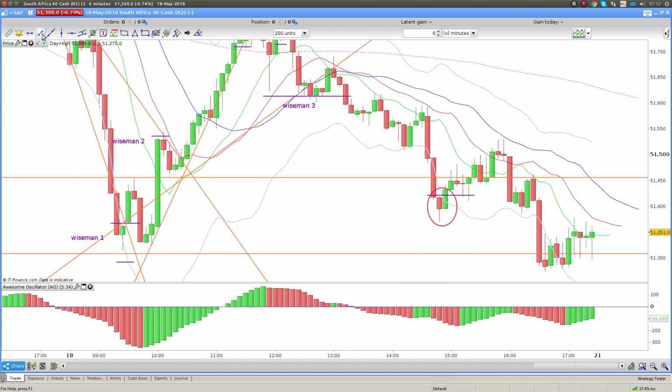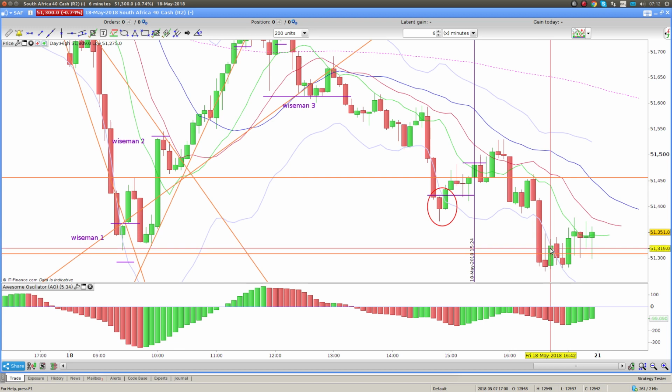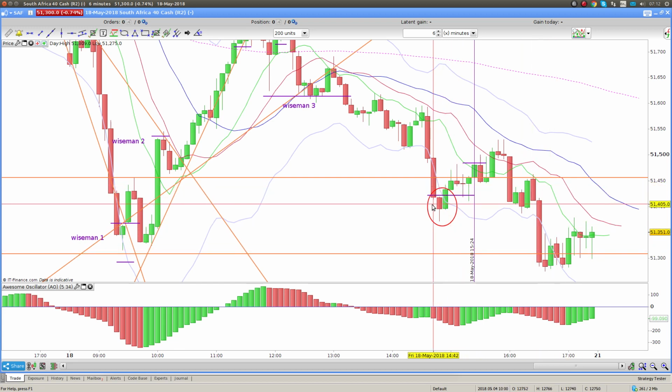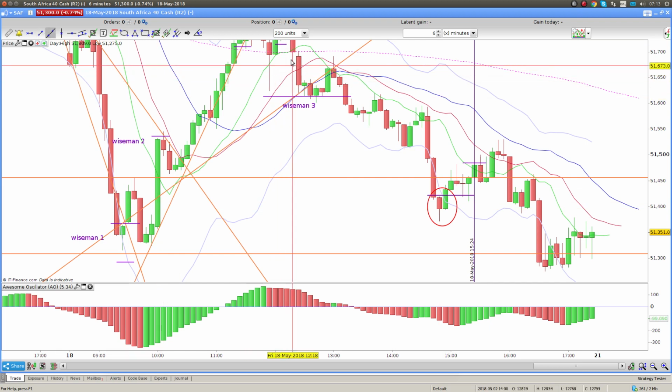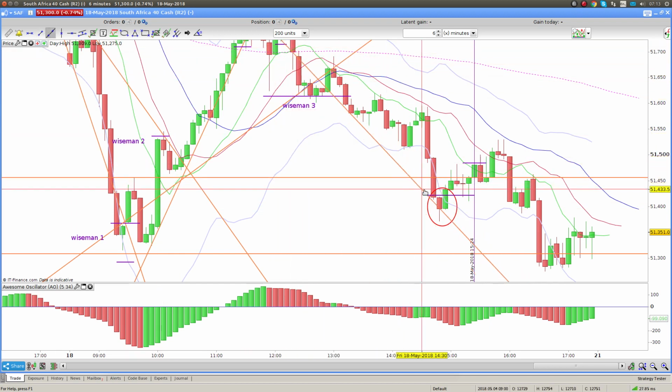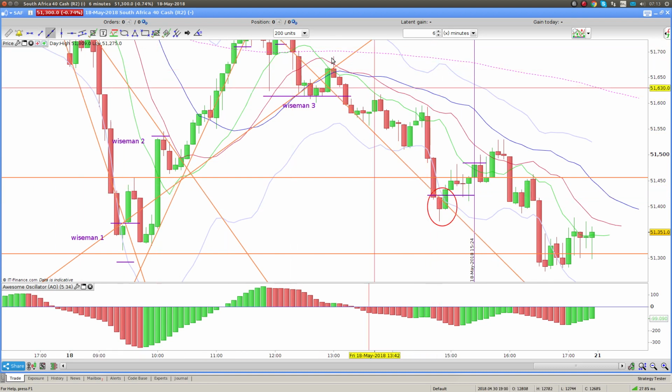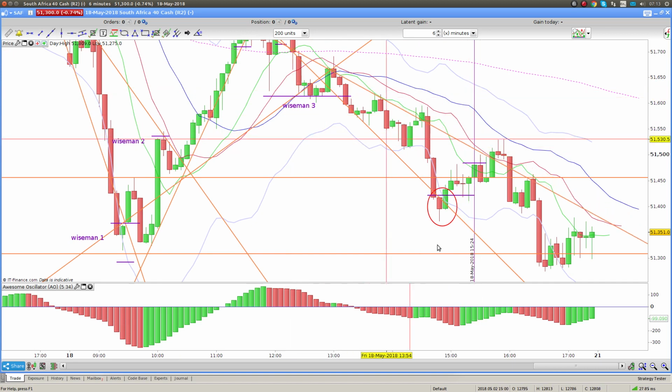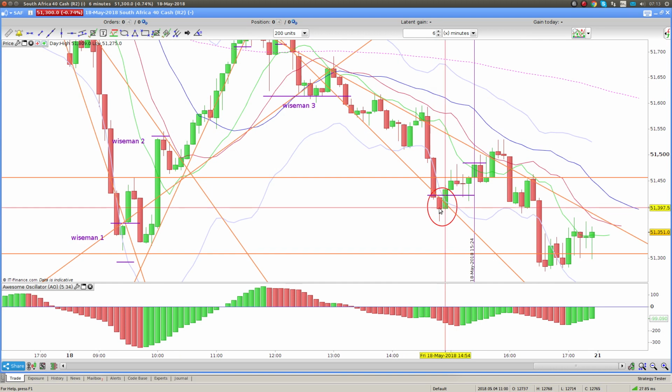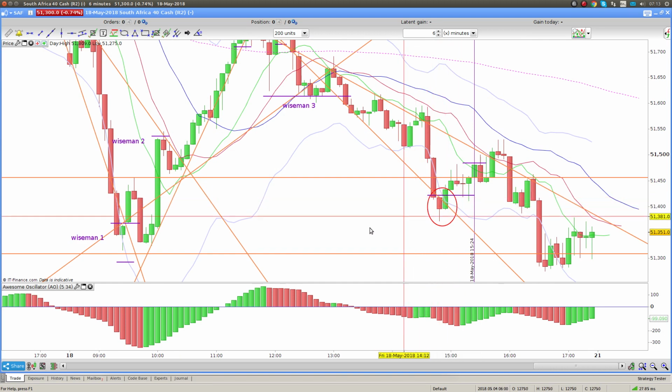Now, it's important to show you this because there is wise man number two. Okay, so my entry is here. But look what happens here. Price moves to the downside. Now, for me, I would not have taken this trade. You can see if we just take the divergence here, where we cross through here, and where we cross through there, there is still divergence. So it's a valid wise man number one setup. Definitely a valid setup, but it's not at a level.